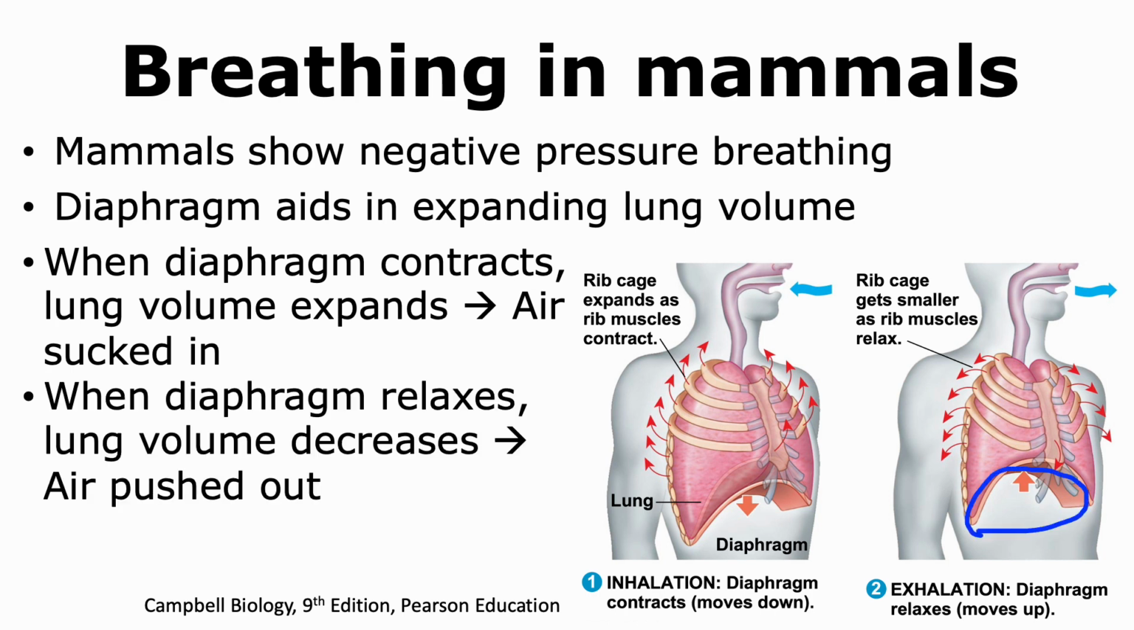When the diaphragm relaxes, then the rib muscles also relax, and this causes the lung volume to decrease, and thus air is then squeezed out and we exhale. Once again, if we think of our syringe and piston, if the piston is already pulled out, if we push the piston back into place, whatever air was in the syringe will be pushed out. This phenomenon is called negative pressure breathing.